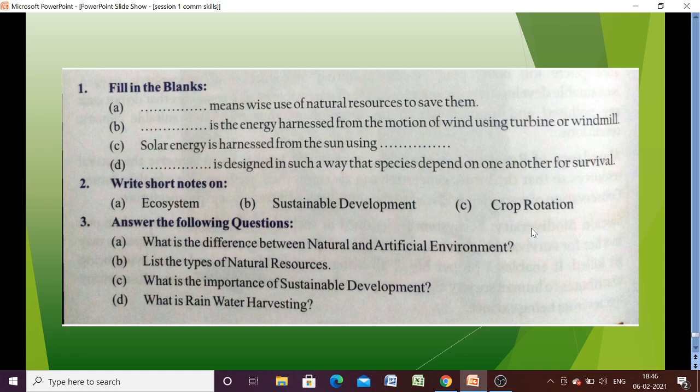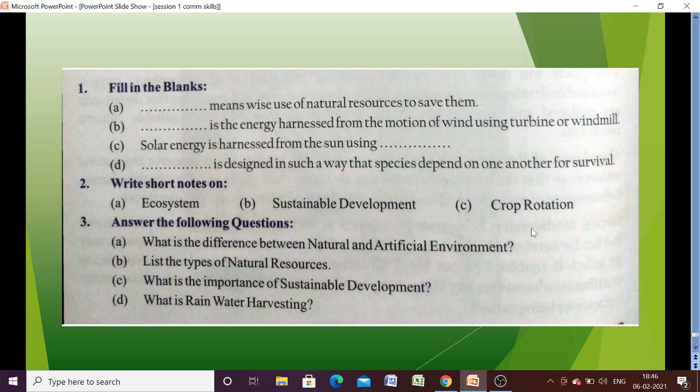So there are two types of natural resources also. If we are talking about natural resources, then it can be of two types, that is renewable natural resources and non-renewable natural resources. So if we are talking about renewable, then examples can be water, soil, wind, etc. And if we are talking about non-renewable, then examples can be coal, petrol, etc. Okay, so here we are having the types of natural resources.